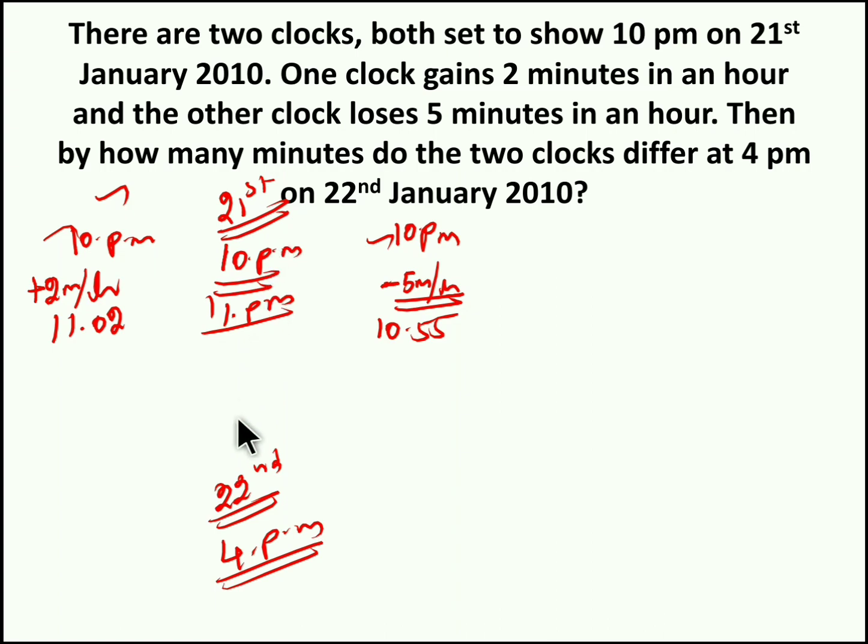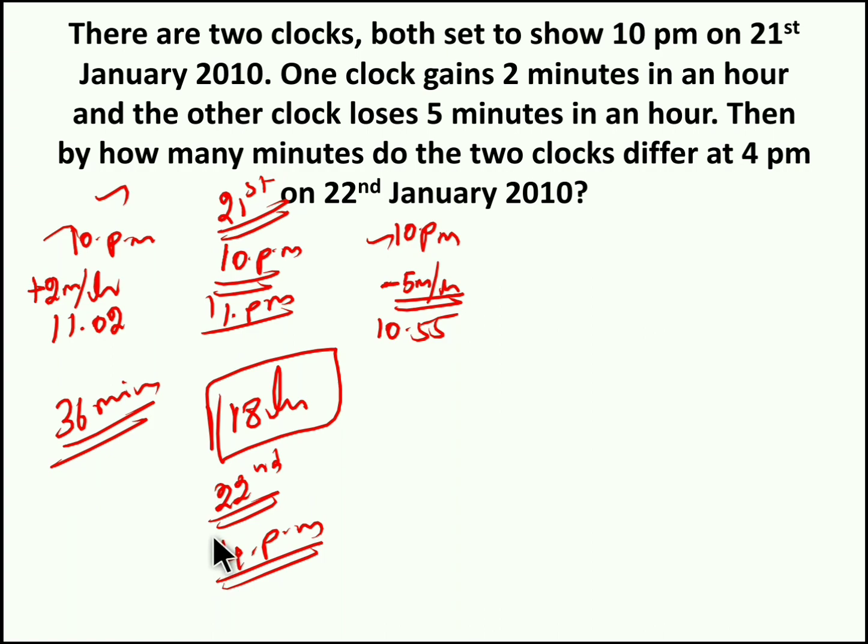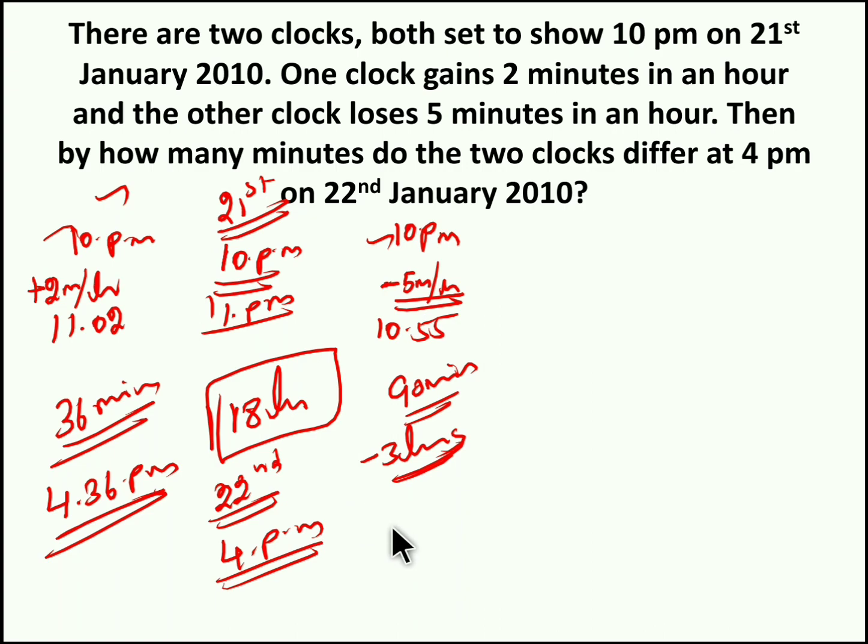See, from 10 p.m. to the next day 4 p.m., how many hours is it? 18 hours. In 18 hours, this clock will gain 2 minutes in 1 hour, so totally in 18 hours it will gain 36 minutes. So instead of 4 p.m., it will display 4:36 p.m. Now this clock loses 5 minutes every hour, so in 18 hours it will lose 90 minutes. 90 minutes is nothing but 3 hours. So instead of 4 p.m., it will display 1 p.m.